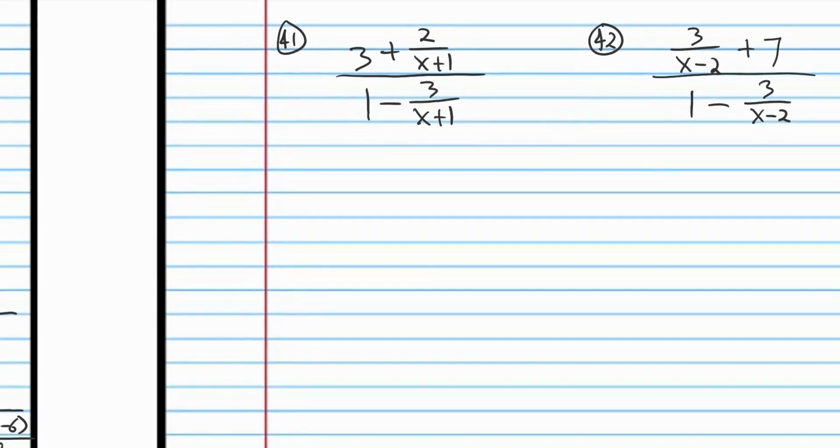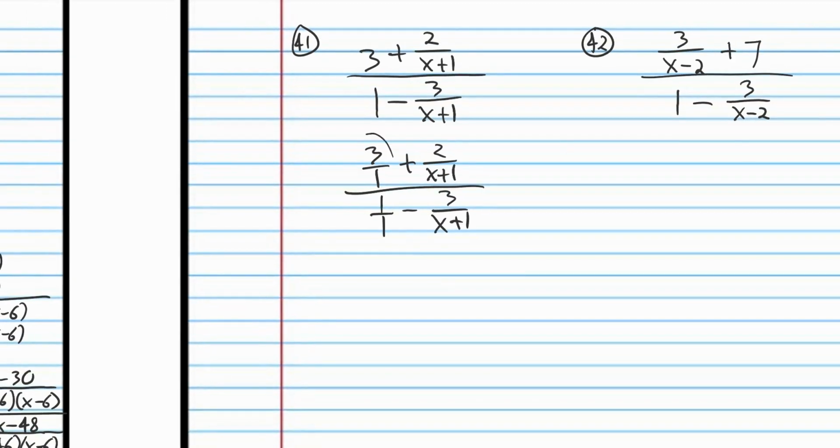So what we're going to do is what we just did in the previous problems. We're going to write these whole numbers as over 1 so we can interpret them as fractions. And it'll be easier for us to see what's happening because, again, they're whole number terms. So we can just write over 1, and now these look like fractions. All right, so now, again, we want a common denominator of x plus 1.